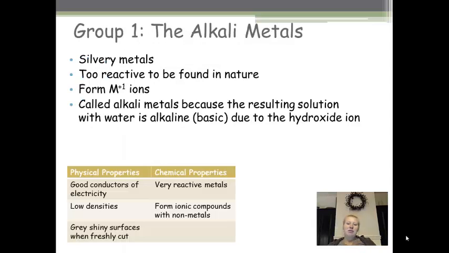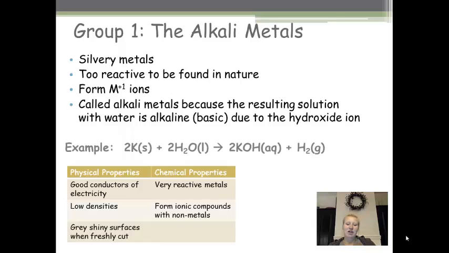Group 1, the alkali metals. They're all silvery metals. They're too reactive to be found in nature. They form +1 ions. And the reason that they're called the alkali metals is because when they are in solution with water, they form an alkaline or basic solution because they produce hydroxide. So for example, if we put potassium in water, we're going to make potassium hydroxide, which is a base, and hydrogen gas. So please make sure that you write down these physical and chemical properties for the alkali metals.